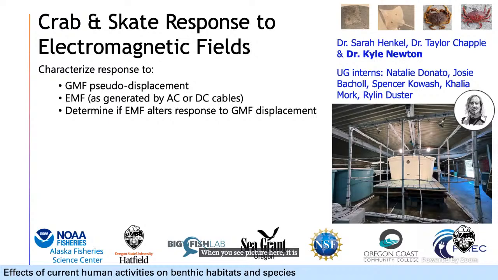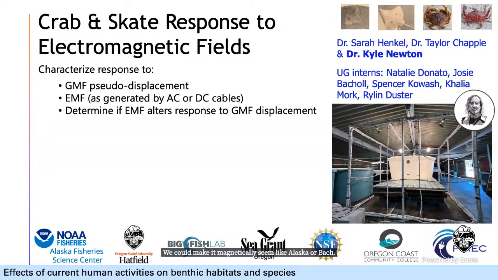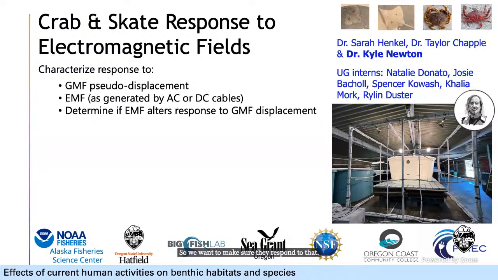What you see pictured here is inside the fish barn, the tank inside this huge cage of cables. Our postdoc, Kyle, figured out how to turn on the right cables and in what orientation to change the geomagnetic field, the magnetic field strength and the inclination. We could make it magnetically seem like Alaska or Baja. So we thought this might motivate the animals to move because they'd be like, I don't belong in Alaska, I don't belong in Baja, I belong in Oregon. So we wanted to see if first they would respond to that.